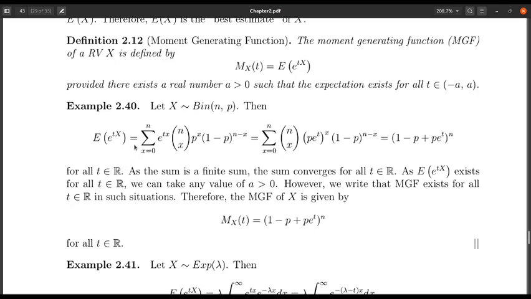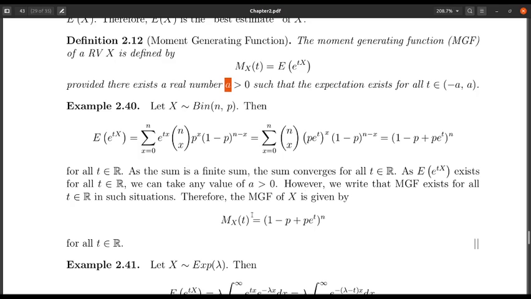One point I should mention: notice that e to the power tx is always positive for all values of t and all values of x. So checking whether this expectation exists is the same as checking whether this sum is finite or not. We have already shown this sum is finite by calculating it, so this expectation exists for all t belonging to R. In the definition, I can take any a greater than 0; it does not matter. For any a greater than 0, for all t belonging to minus a to plus a, this expectation exists. So the moment generating function of the binomial distribution exists for any t belonging to R.